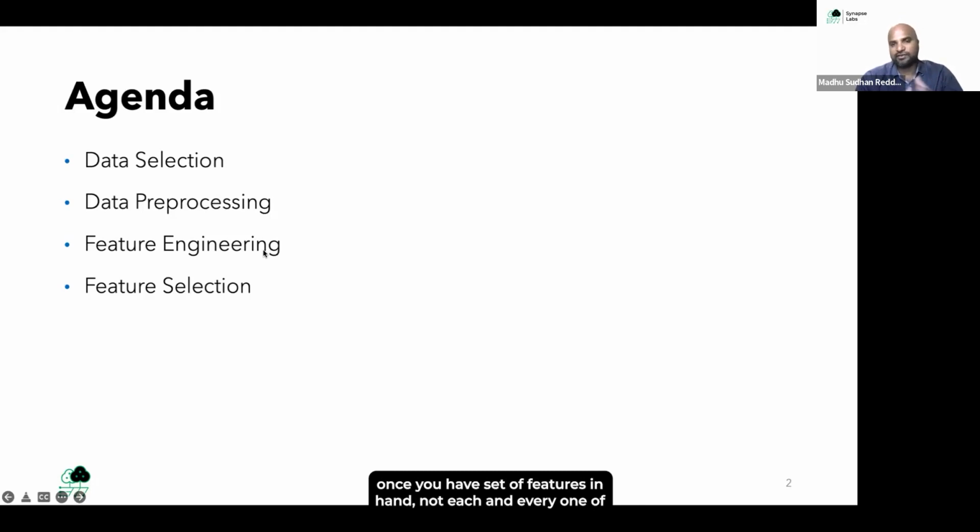And then once you have a set of features in hand, not each and every one of them may be helpful in contributing some information to the model in terms of gaining some intelligence. So that's where we identify the top list of features that could add value in learning some intelligence on the topic in hand. And that process is the feature selection. So we'll be going through some of the techniques on those.